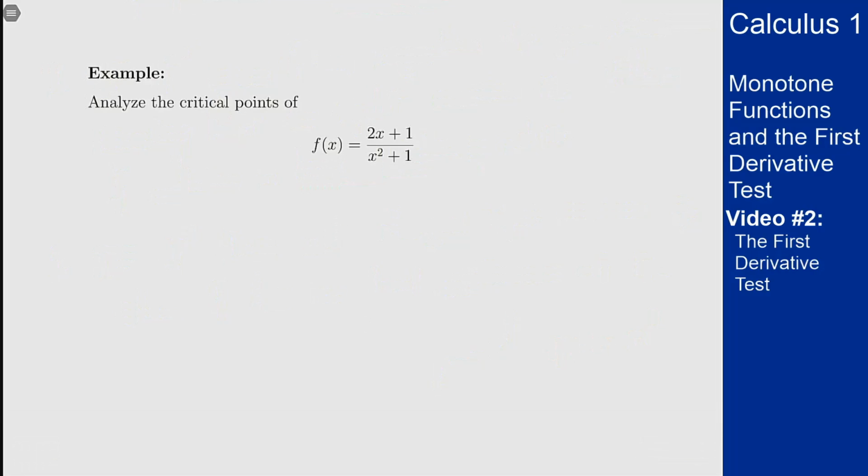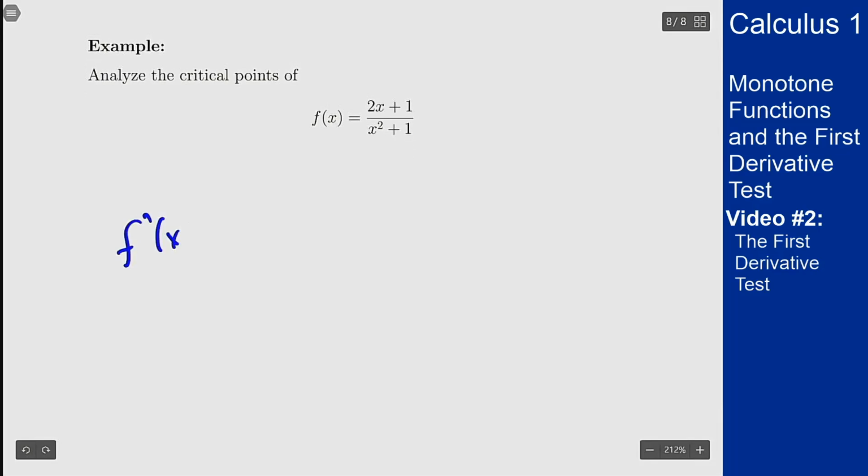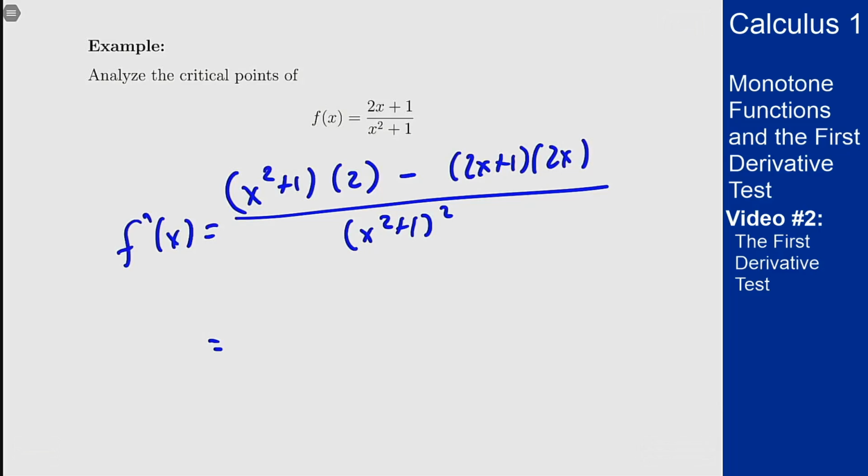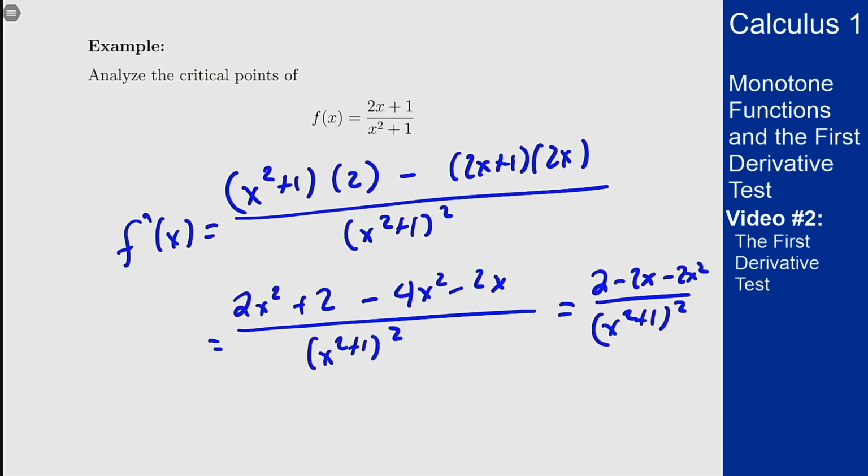The example we want to solve here is to analyze the critical points of this function, 2x plus 1 over x squared plus 1. So first we have to find the critical points, and we do that by taking the derivative. So what's my derivative here? Well, I can find that by the quotient rule, and then I can expand and simplify this expression. Now look for points where this either doesn't exist or equals 0.